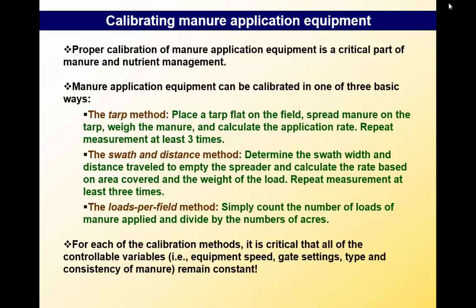There's a lot of variables in agriculture. You have to keep all these variables straight. Equipment speed, gate settings, type, and consistency of manure have to remain constant. If you change any of that, if you drive faster over one field than another, you've changed your application rate. You change your gate settings. If your manure is wetter or drier, easier to fling, it can change how much is applied to the land.